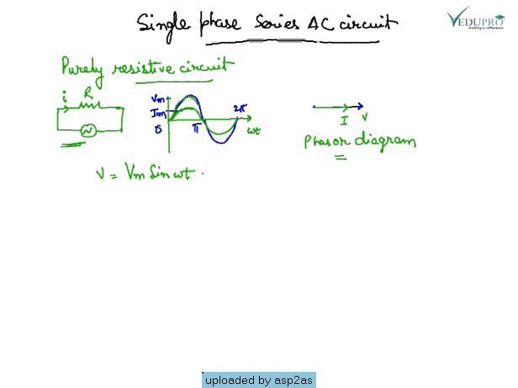As already said, when the current flowing through a pure resistive circuit changes, no back EMF is set up. Therefore, the applied voltage has to overcome the ohmic drop IR. So, IR is equal to V. So, I is equal to V upon R, which is equal to Vm upon R sine omega t.